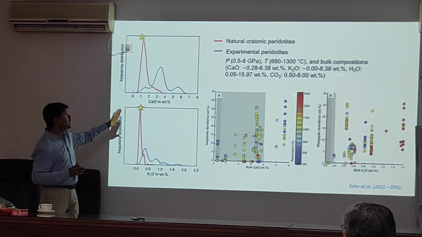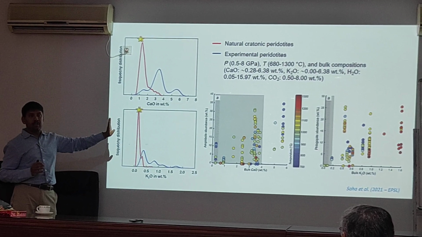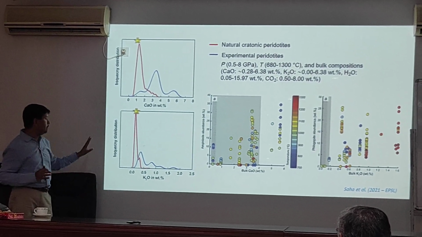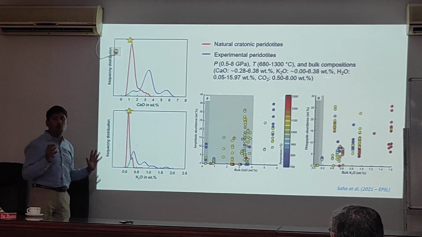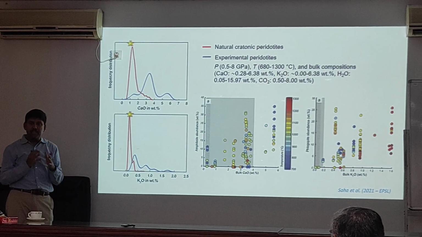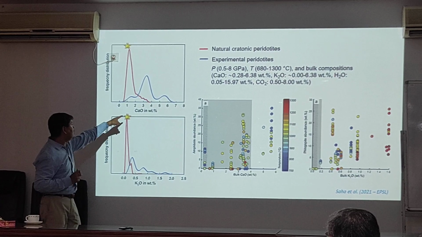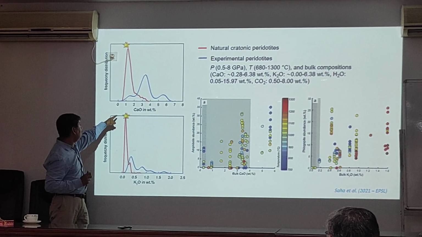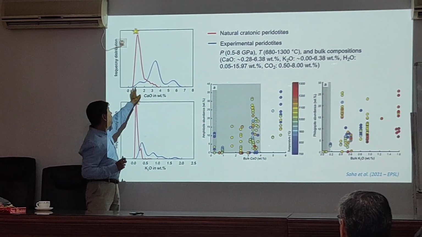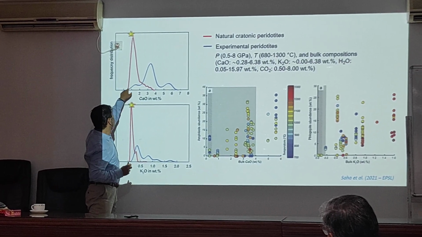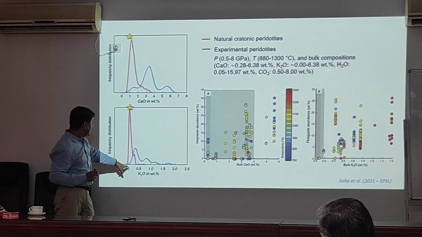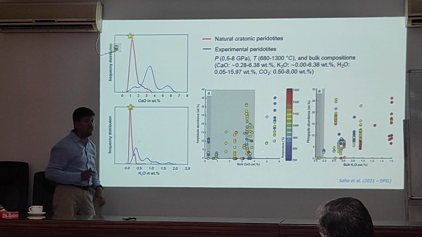We compiled natural cratonic peridotite compositions from all over the globe, asking what is the most dominant compositional range at MLD depths for cratonic peridotite. And what we found is the calcium content of cratonic peridotite compared to experimental compositions is generally much lower. This is the peak, the red peak here. And the K2O contents are also very low.